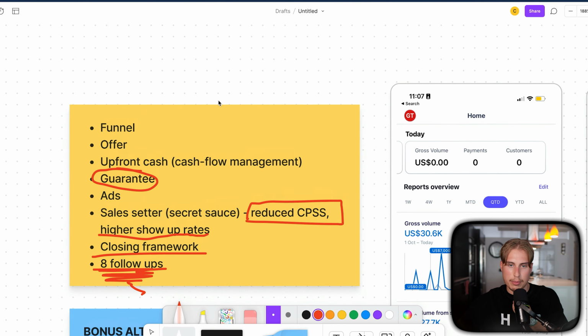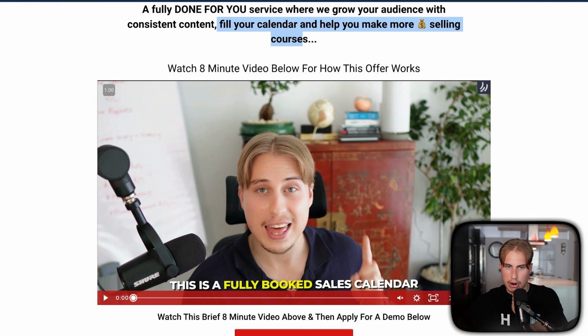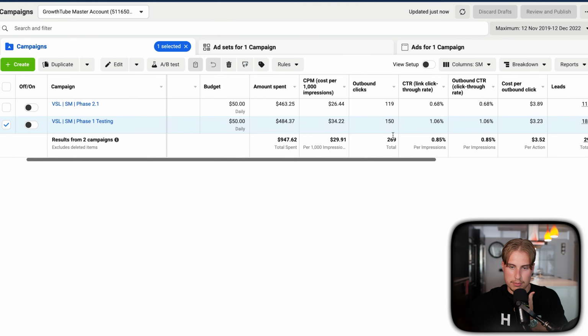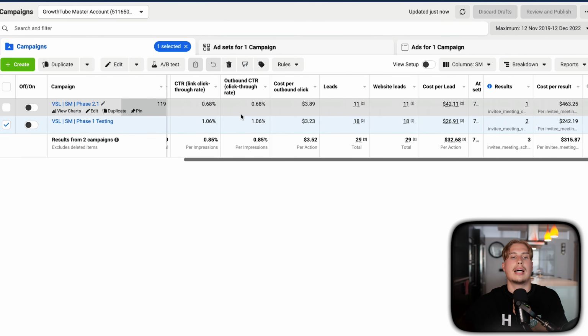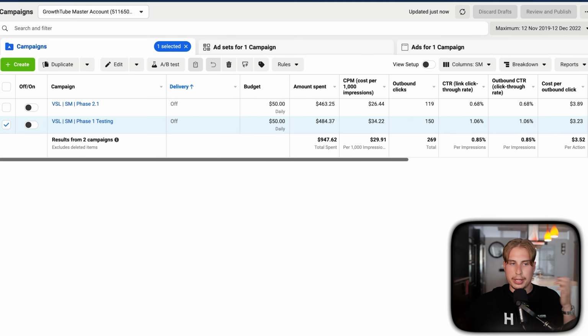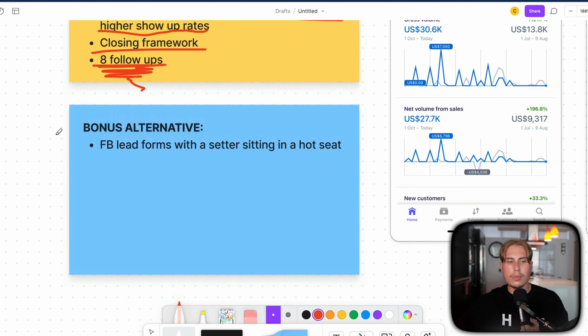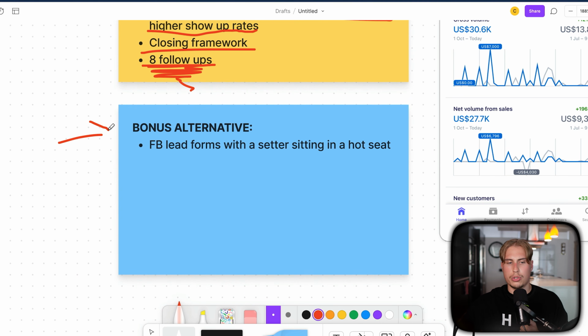Finally, guys, I think that walks through everything: the funnel, the offer, the guarantee, closing mechanics, my secret sauce, the actual ads themselves. I'm happy to answer more questions on this as well, how I went through this in much detail. But again, I just wanted to show you that this does work. What I then wanted to do is give you a little bit of an alternative. So let's say that I did all of this and it didn't work.